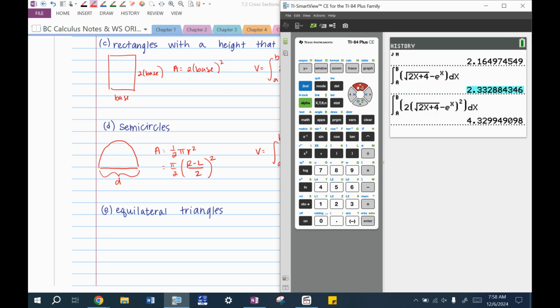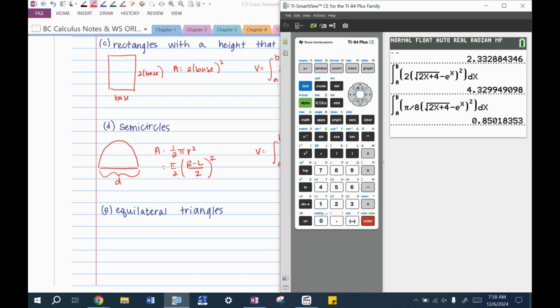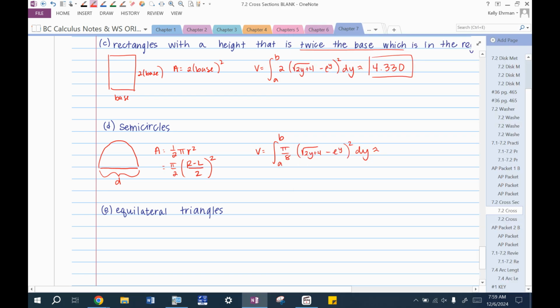Let's see. That's just this thing, right? And I just need a pi over 8 instead of a 2. Copy and paste, you need to be careful with that. If you think you might make a mistake and paste the wrong thing, it's not that hard to retype this. I kind of like using it when I can. So pi over 8 times this thing squared is what I said it was going to be. So that's 0.850.